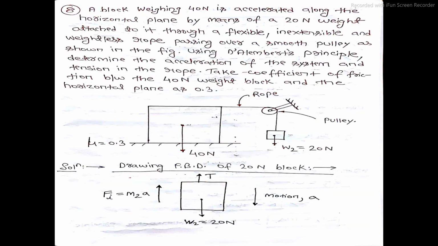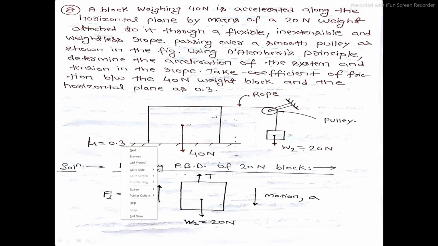Next, now let us solve the last problem of D'Alembert's principle. After this problem, we will wind up this module of D'Alembert's principle. What is the problem? A block weighing 40 Newton is accelerated along the horizontal plane by means of a 20 Newton weight attached to it through a flexible, inextensible and weightless rope passing over a smooth pulley as shown in the figure.